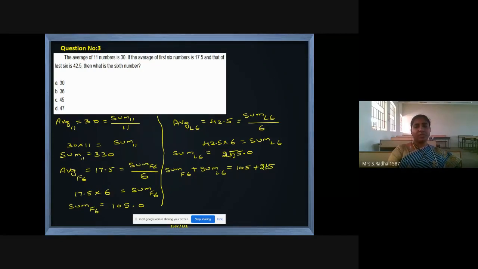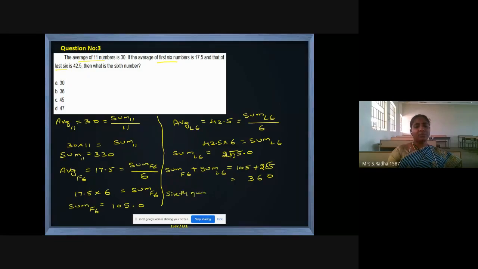Now, if you add these two, what will happen? 105 plus 255 is 360. This is 12 numbers: first 6 and last 6 means 12 numbers. Now, the sixth number is repeating. You have totally 11 numbers only, so the center number is added 2 times when you do the sum of the first 6 and the sum of the last 6 numbers.